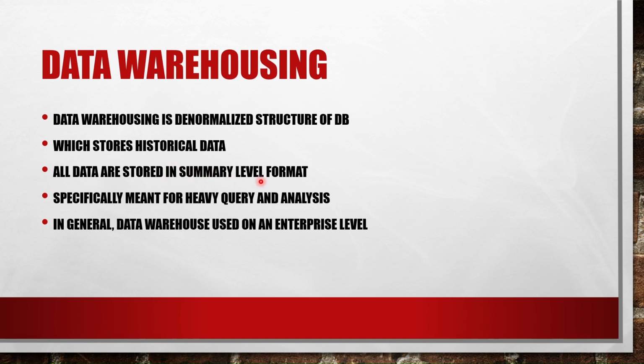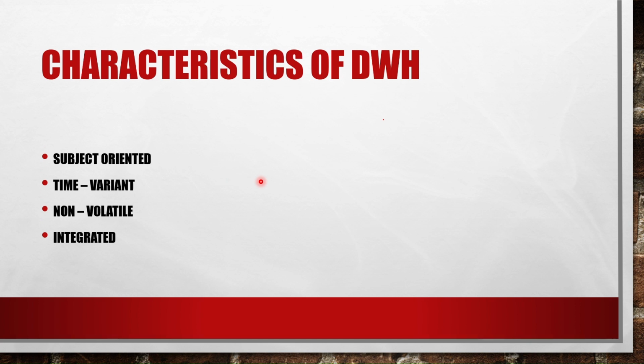Next, the characteristics of data warehousing. It is subject oriented, that is, it takes a specific subject and makes decisions. It is time variant, as it stores historical data. It is non-volatile: once data is stored in the data warehouse, it won't be erased, that is, it is stored permanently. And it is integrated, dealing with different sources in heterogeneous formats. That is why it is called an integrated system.